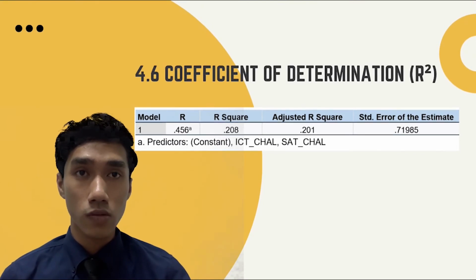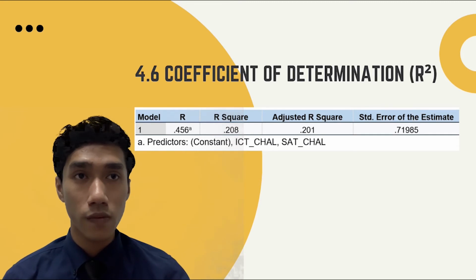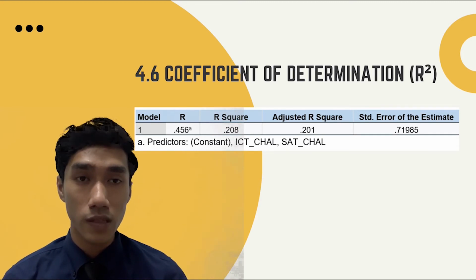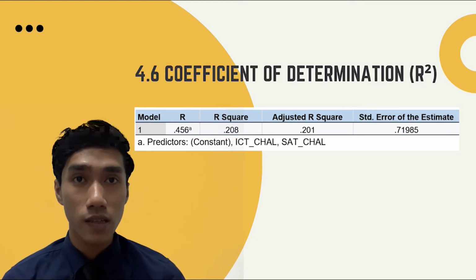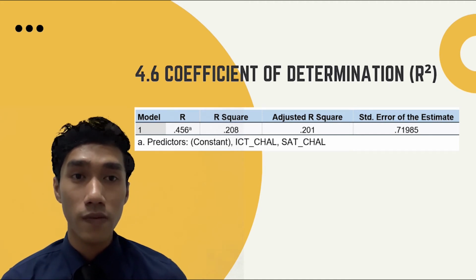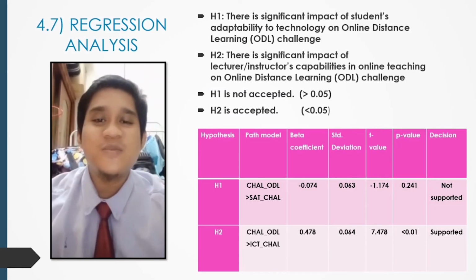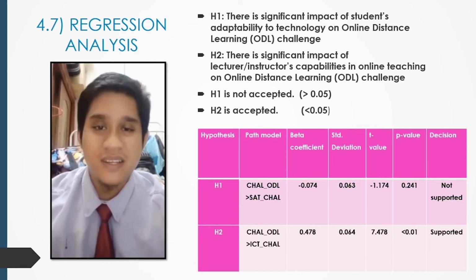Based on the table, R-square value is 0.208, which means 20.8% of the variation in our dependent variable is explained by the variability of the independent variables. The remaining 79.2% cannot be explained by this independent variable and may need to be explained by using another factors. I'm going to continue the presentation by presenting 4.7 regression analysis.